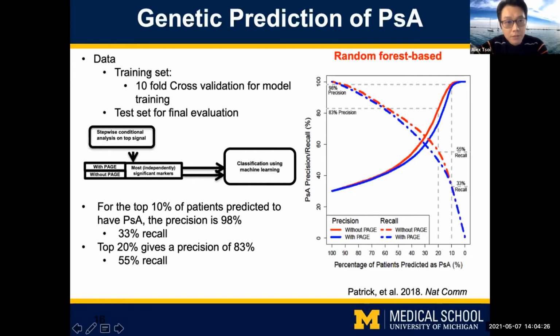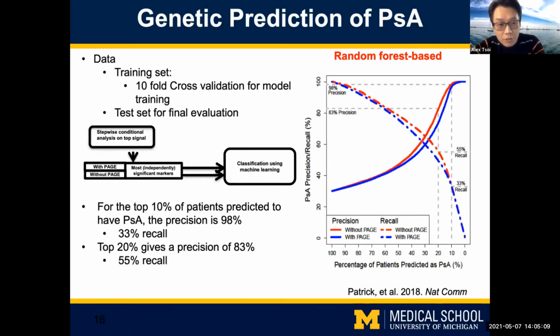So we break those down into a training set and then use tenfold cross-validation to do the model optimization. And once we optimize the model, we apply it to the final data set. And this is how we're going to see how it applies to the data. So the x-axis represents the top X percentage of the patients that we predict to have psoriatic arthritis. In here, for example, when we look at the top 10% of the psoriatic patients that we predict from the model to have psoriatic arthritis, then we get really high precision. But if you look at the recall rate, we are actually just talking about one third of those psoriatic arthritis patients.